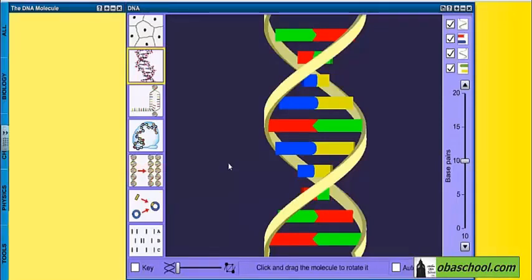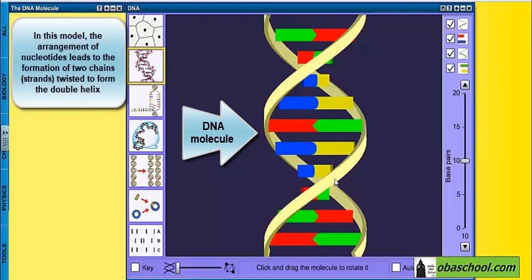We see here a representation of the DNA molecule. The chromosomes in the nucleus of cells have DNA inside of them that make up the structures called chromosomes. This is the DNA molecule. We have a double helix structure made of two polynucleotide strands that are twisted together.